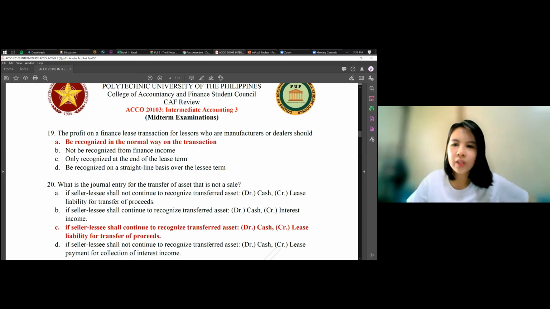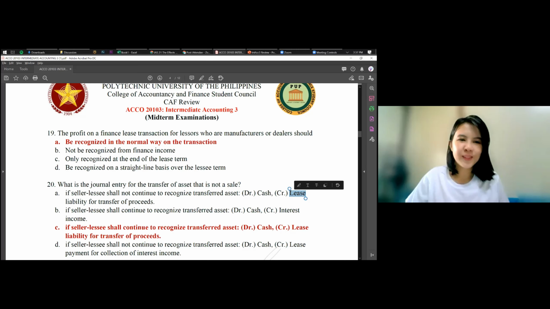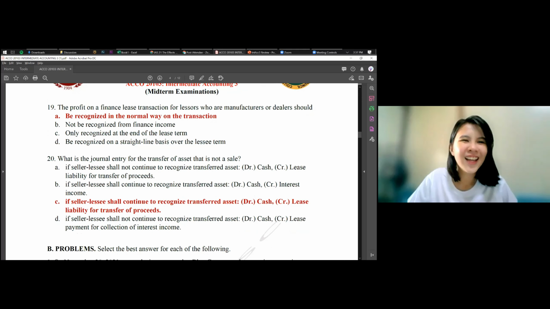So, okay, sige, start na tayo sa problems. Pasensya na sa aking boses, medyo kaka-recover lang. So, sige. Madali lang naman yung mga unang problem.